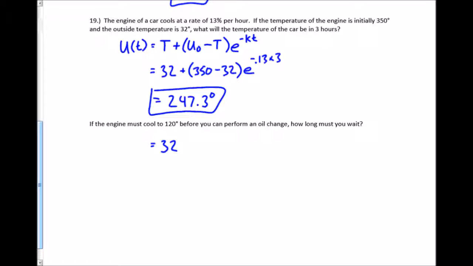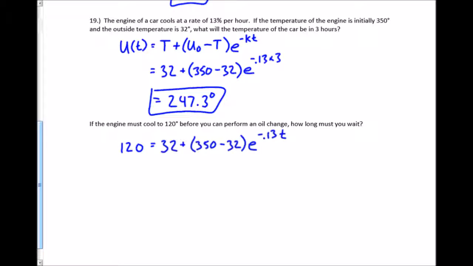I know that the temperature is 32 degrees. Not that we'd want to do an oil change outside in 32-degree weather, but sometimes that's just the way it goes. The initial temperature is 350. The rate is still the 0.13. Time is what I'm looking for this time, so that's t. And I want to know when this is going to equal 120. Okay, so now I'm just going to solve this.